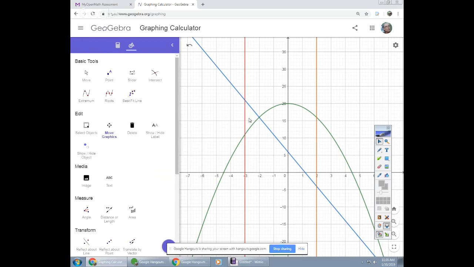So we want the area between these curves from here to here. Over here, the line is on top, and over here, the parabola is on top. So we just need to break that down. Let me get a copy of this.